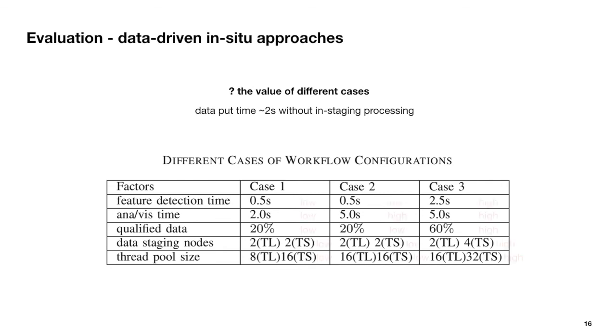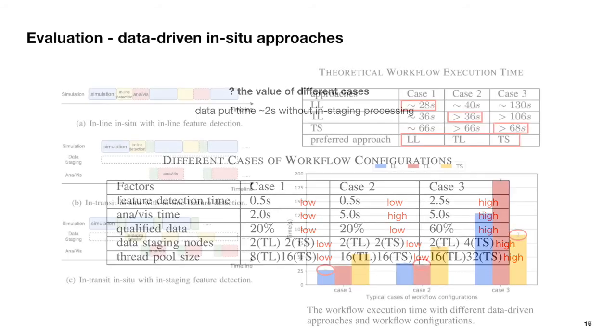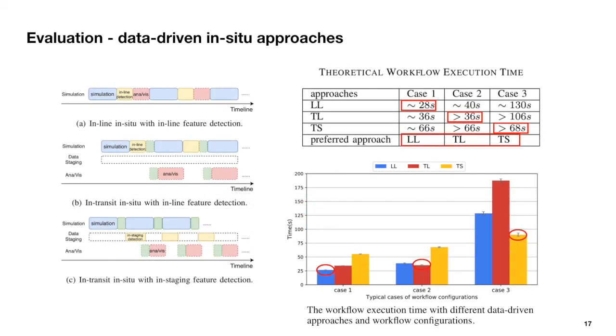This table shows all factors that we can control before the workflow starts, and we list 3 typical cases for the evaluation. For case 1, all factors are comparatively low. For case 2, we increase the analytic and visualization time. For case 3, all factors are comparatively high. For the table at the right side, we calculate the workflow execution time for different approaches based on the mathematical model, and we also get the preferred approach for different cases.